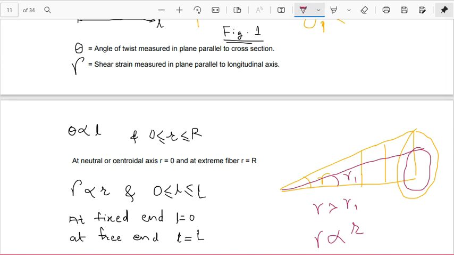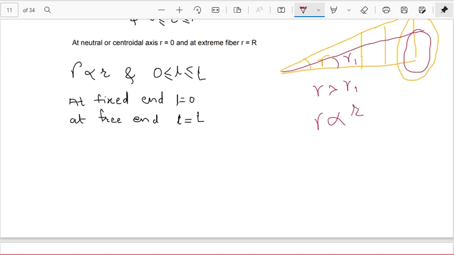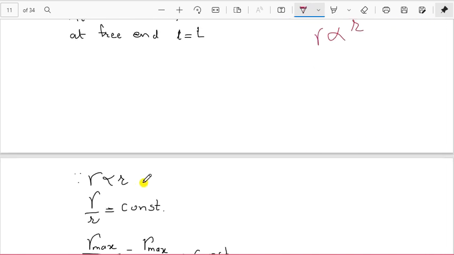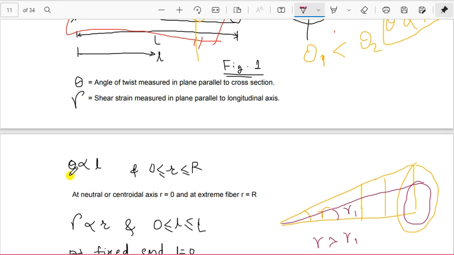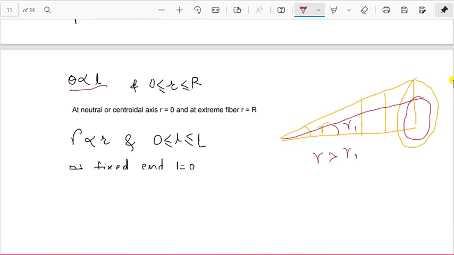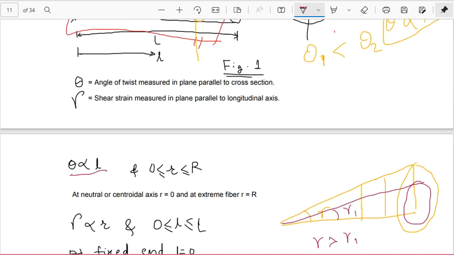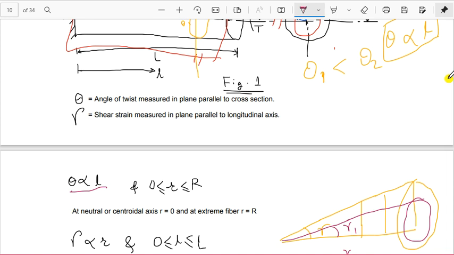Here I have written both the things I have explained to you, and how theta is directly proportional to L. Now by using these two relations, we will start deriving the torsion equation. Before that, there are a few assumptions. We will discuss that. First, complete this theta and gamma relation.